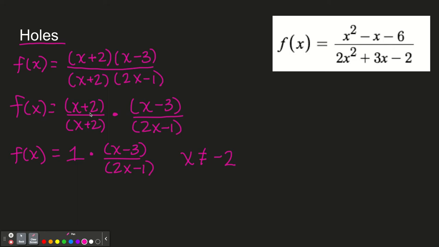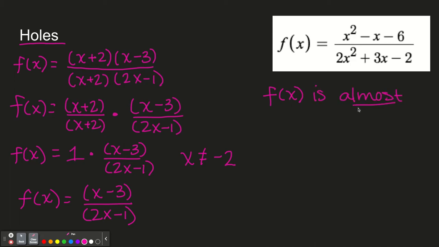Recall that if x were to equal negative 2, you would have 0 over 0, and the whole function would be undefined. But for every other value except negative 2, f of x might as well just be the function x minus 3 over 2x minus 1. Okay, so f of x is almost, we're not going to say exactly, is almost exactly the same as just the function x minus 3 over 2x minus 1.